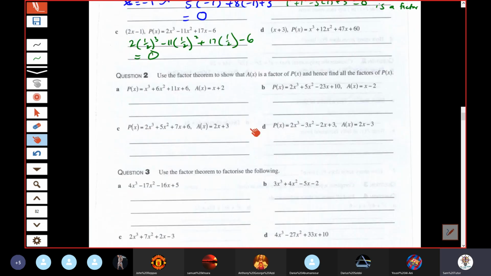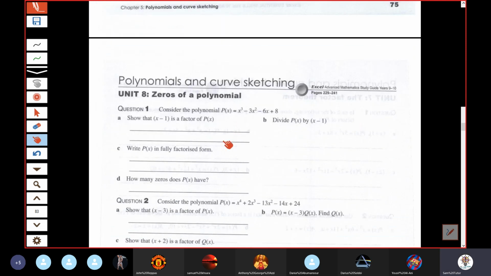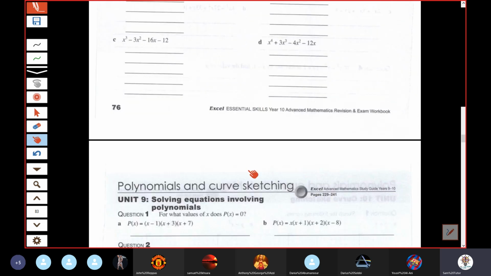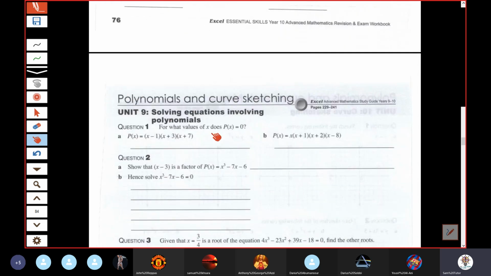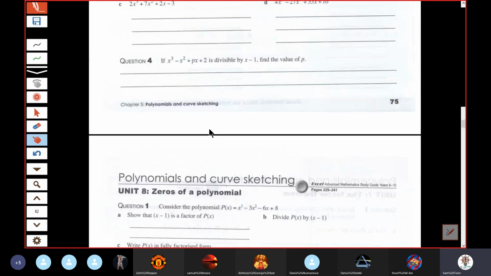All right, I'm going to move down, but let me know if I'm going too fast. I just want to see what's left. Instead of the polynomial, show that this is a factor. Maybe next week, and then we'll wrap it up. Maybe I shouldn't go too fast. Solving equations. All right, I'll leave it there.